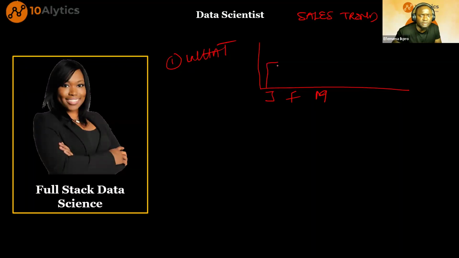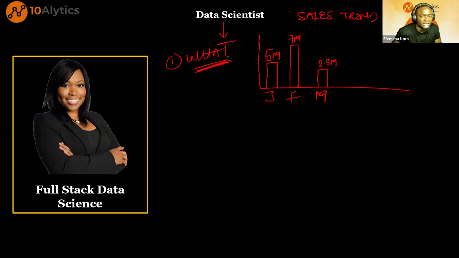So in January, let's say in terms of sales, we did about 5 million. In February, we did 7 million. In March, let's say we did 2.5 million. So you see, there was a decline in the first quarter. What happened is you're just telling the business, we made 5 million in January, 7 million in February, and 2.5 million in March. That's how you answer that question as a data scientist.